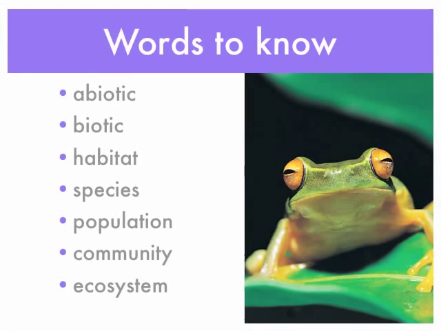So words you need to know: abiotic, biotic, habitat, species, population, community, and ecosystem.